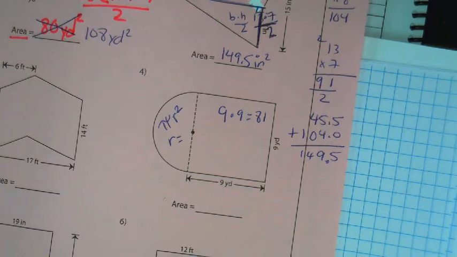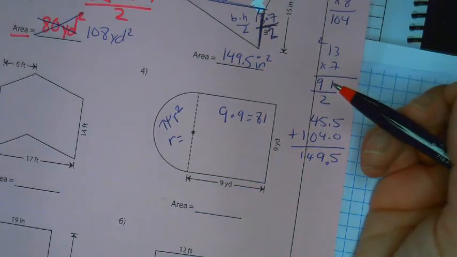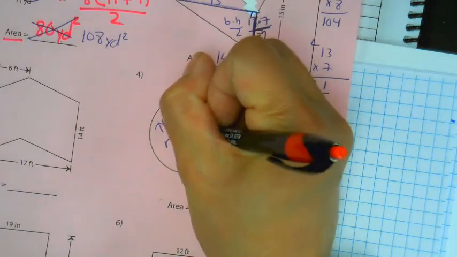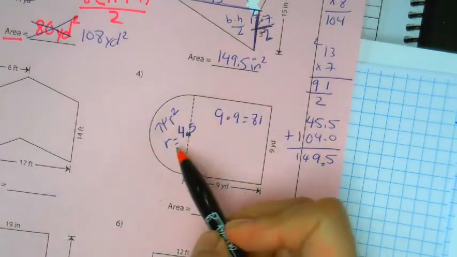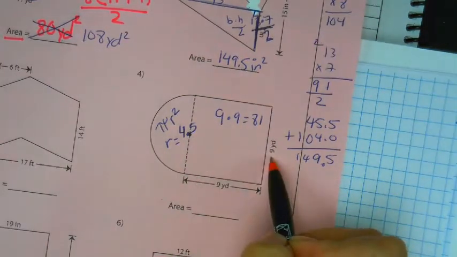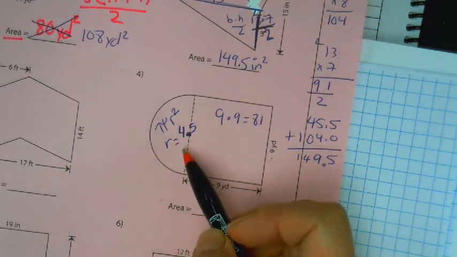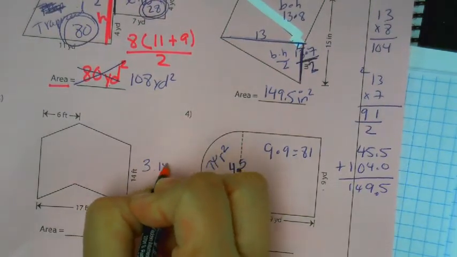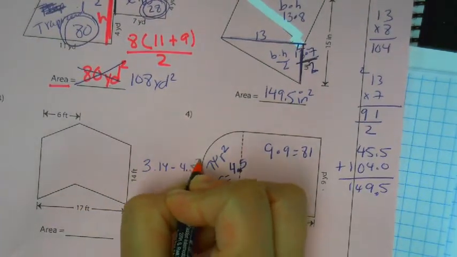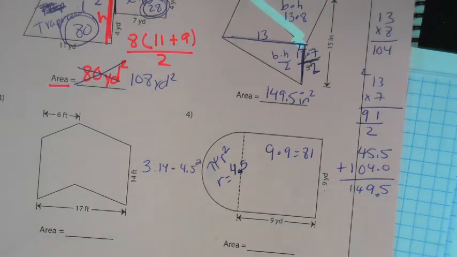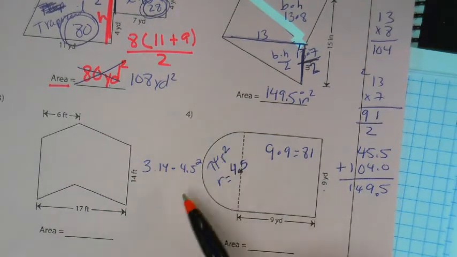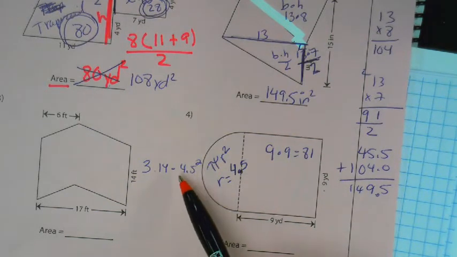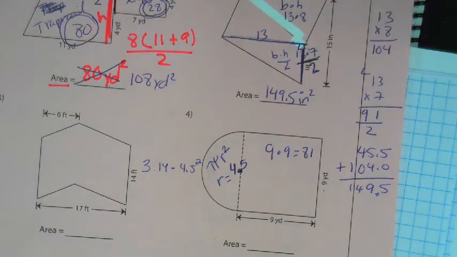Okay, so what is the radius of this circle? 4.5. Mm-hmm. Because the diameter is 9 yards. All right. So the radius is 4.5, half of your diameter, right? So what do we have to do? We have to take 3.14 times 4.5 squared, right? Okay. Let's take out your calculators because 4.5 squared is not 9. It's not 9. What is 4.5 squared? Tell me. Do it.